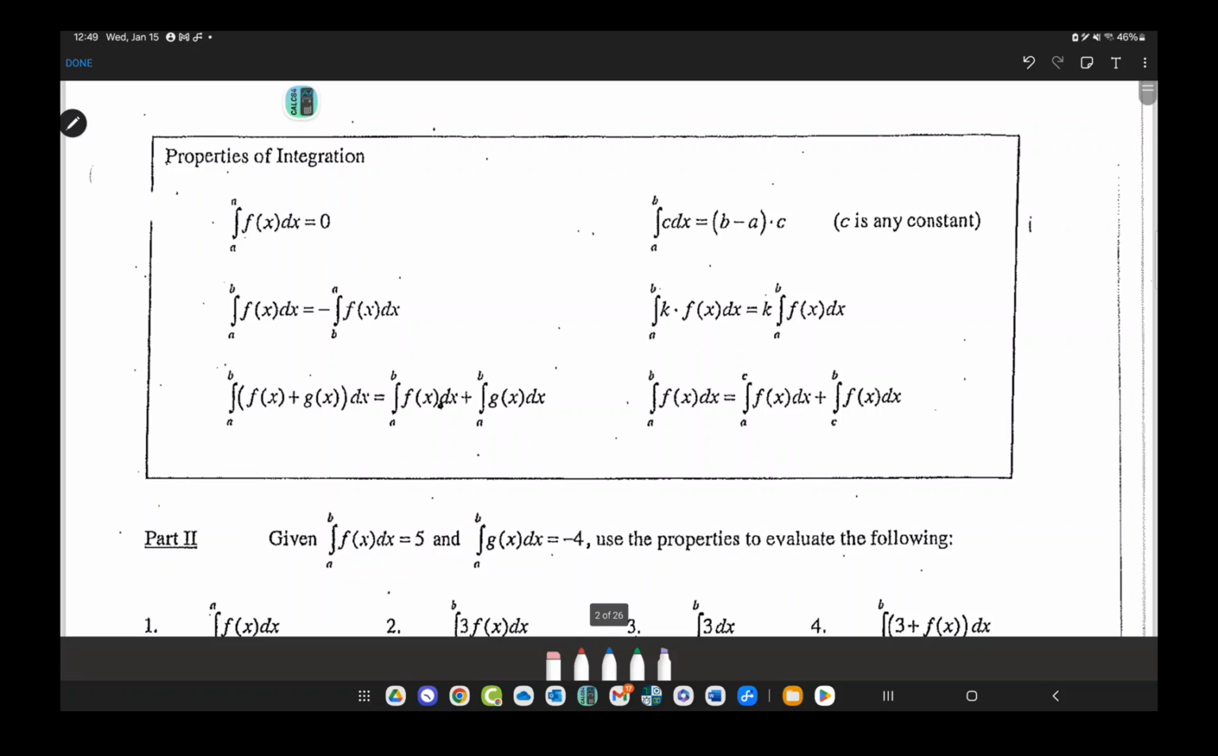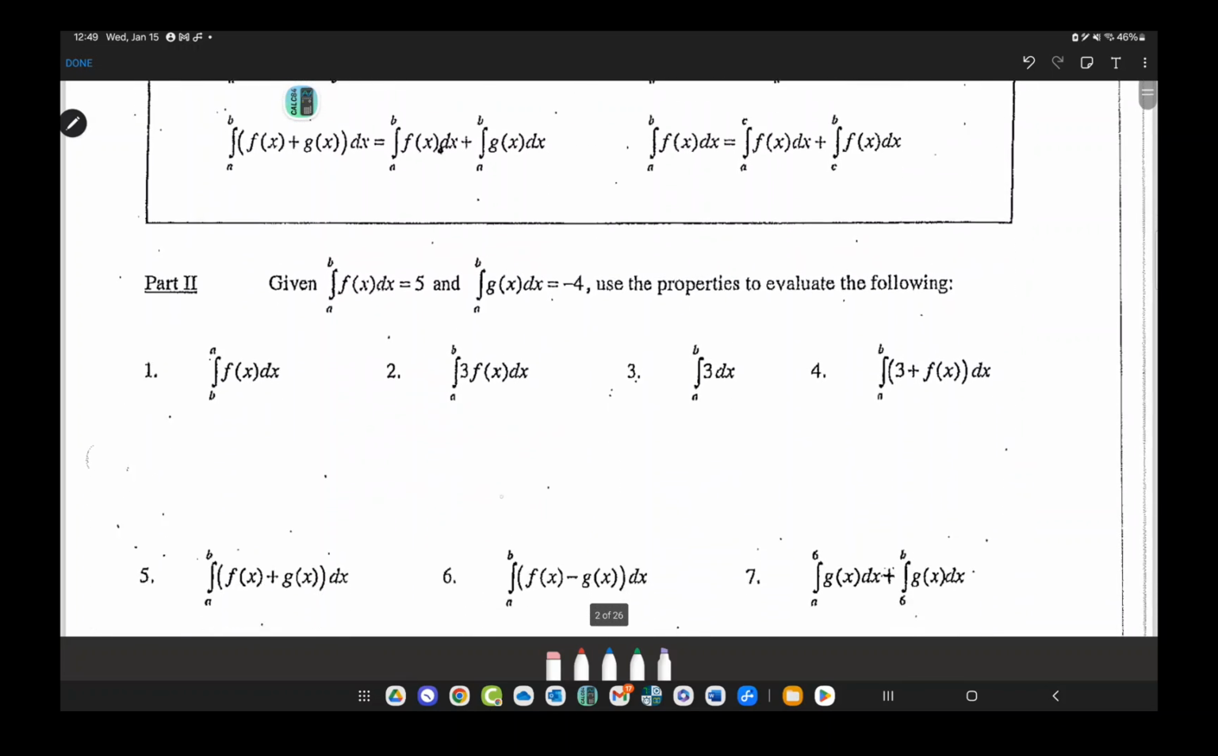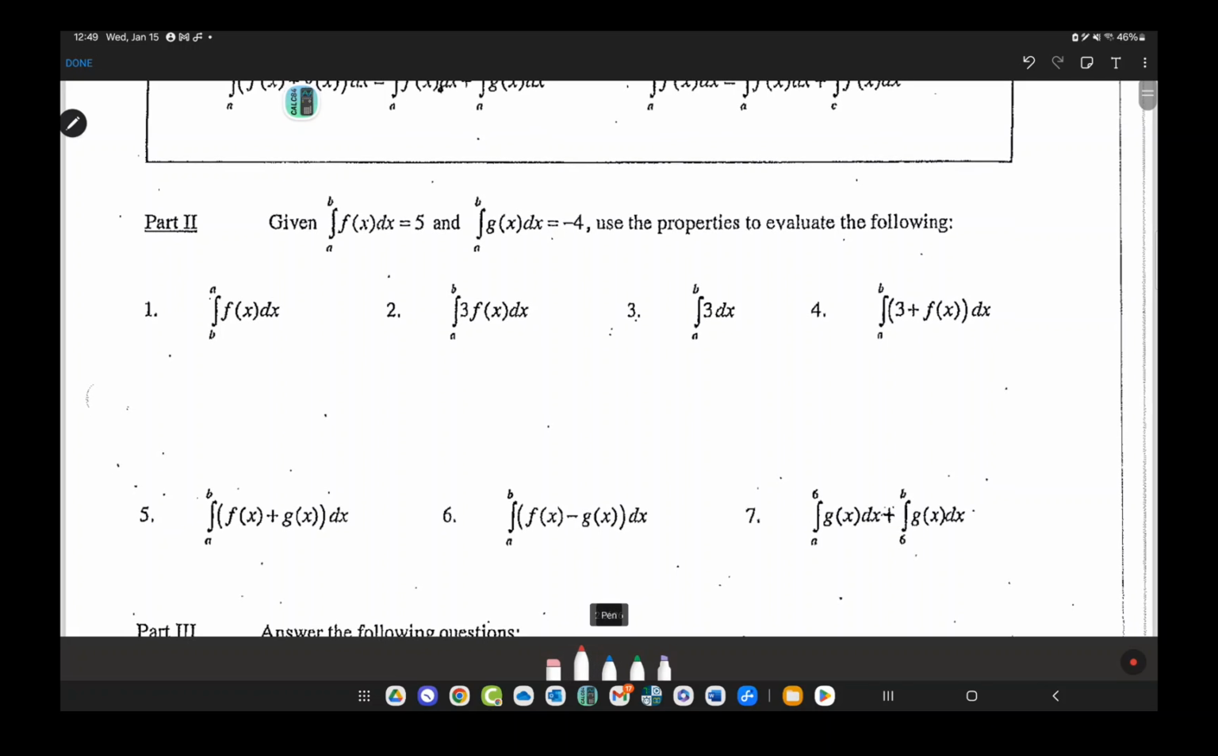Now, from the check problem, we are going to look through some of these using these properties. We are given that the integral from a to b of f(x) dx is 5, and the integral from a to b of g of x dx is negative 4. What is the integral from b to a of f(x)? Negative 5. What's the integral from a to b of 3 f(x)? 3 times 5, 15.